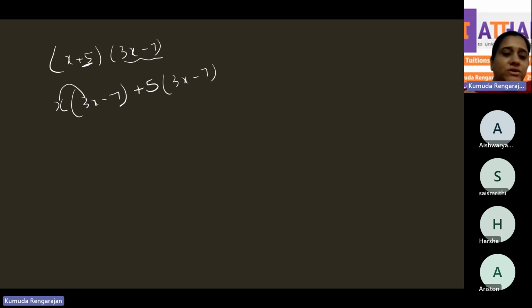And then you'll have to multiply x with this, x with minus 7, this with this, and this with this, and release all the terms from the bracket. After this, I think you can do it, right? That's it.